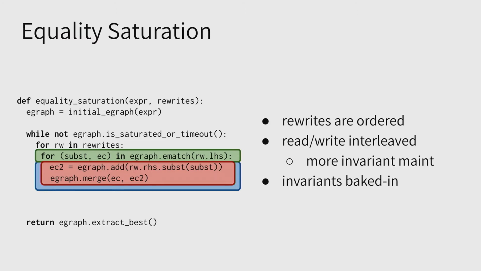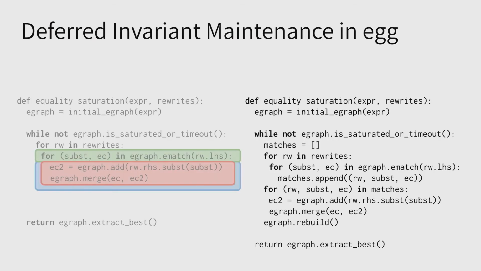This has some downsides though, right? Because I have this fine-grained interleaving of reads and writes, and I'm updating my invariants all the time in the data structure, and that's expensive. So one of the key insights of egg is, what if we just don't do that? What if we just don't maintain the invariants?